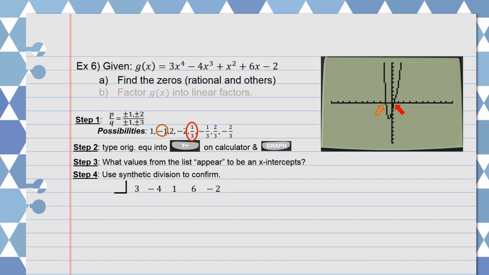So we set up our synthetic division. Remember, we only use the coefficients from the original function, which means we have 3, -4, 1, 6, and -2. For the first value, you're probably wanting to use the whole number or the integer. Let's start with -1. Take a moment now to do synthetic division.